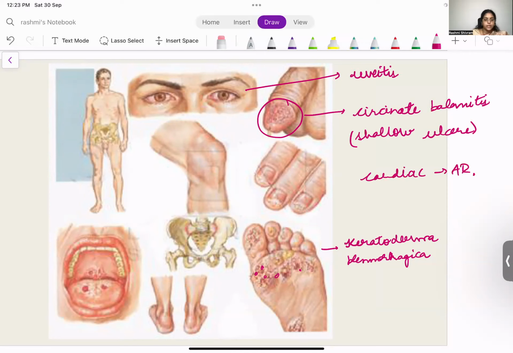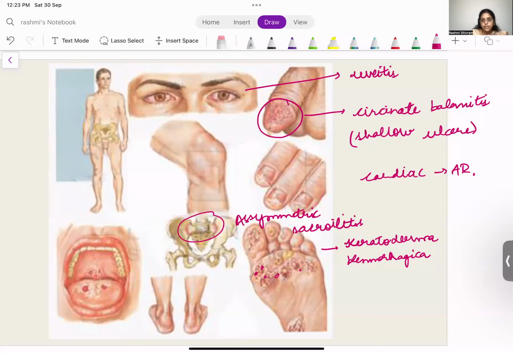In cardiac, you will have aortic regurgitation. Axial involvement can also be there. The patient can also have asymmetric sacroiliitis. You can also have some oral ulcers, right?